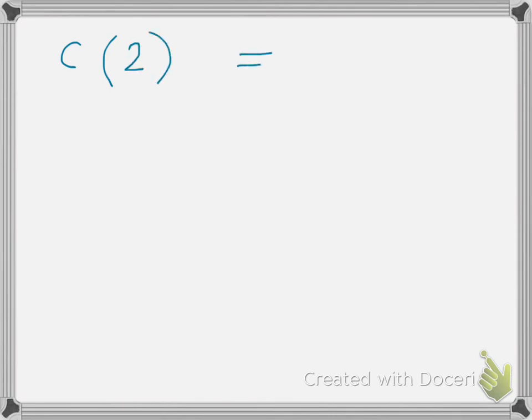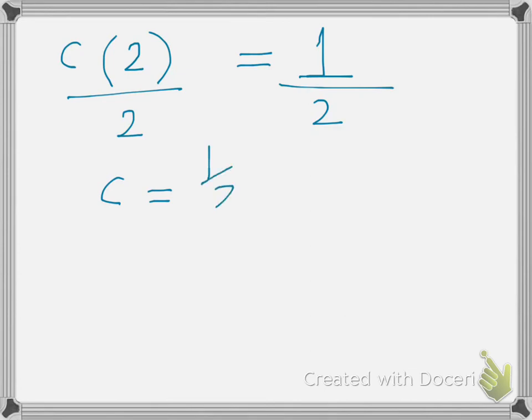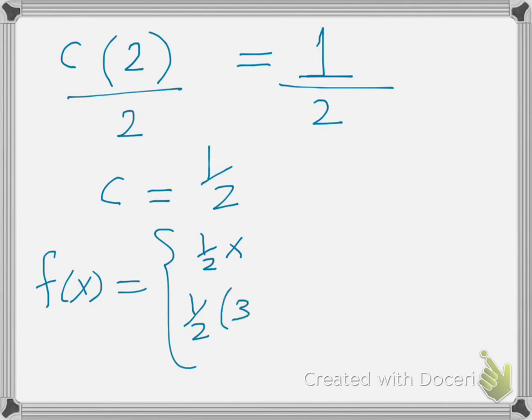Remember that the right side must be equal to 1. Now how do you get the value of c? You can get rid of this 2. You divide this side by 2, that side by 2, so your c is equal to 1 by 2. So now we know that the function f(x) is equal to, instead of writing cx, I write 1 by 2 x, and 1 by 2 (3 minus x). x lies between 0 and 1, and x lies between 1 and 2.